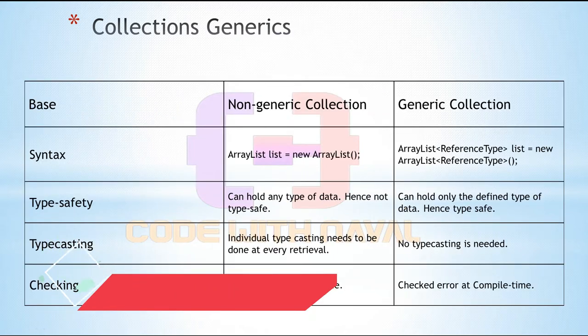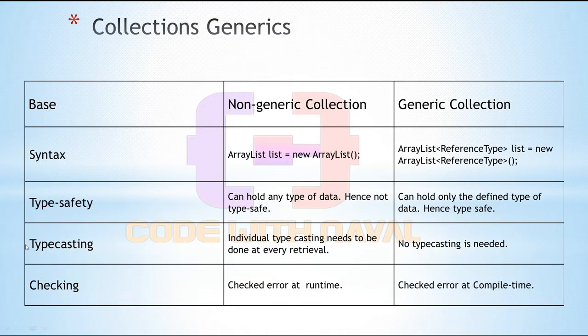Let's see a few differences between generic and non-generic. Talking about syntax, in a non-generic we can simply declare ArrayList and new ArrayList. In a generic, we write ArrayList and pass a reference type here, then create the object with new ArrayList. Then type safety: non-generic can hold any type of data, hence not type safe. It can hold an integer, a string, a boolean, or any type of data.